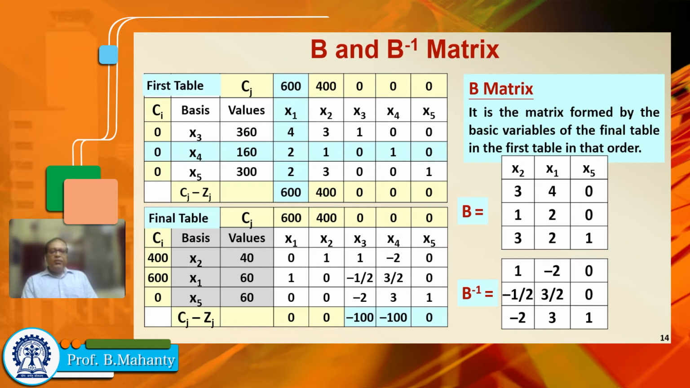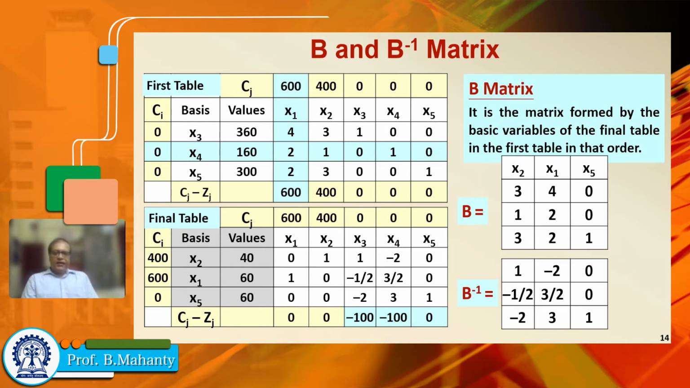So once again, the B matrix is the matrix formed by the variables in the basis of the final table in the first table, and the B inverse matrix, that is this one, is the matrix formed by the variables in the basis of the first table in the final table. Now what is happening here? What is the meaning of B inverse? You have also read how to invert a matrix, is it not? So if we invert this matrix B, we are going to get this matrix, that is the B inverse matrix.